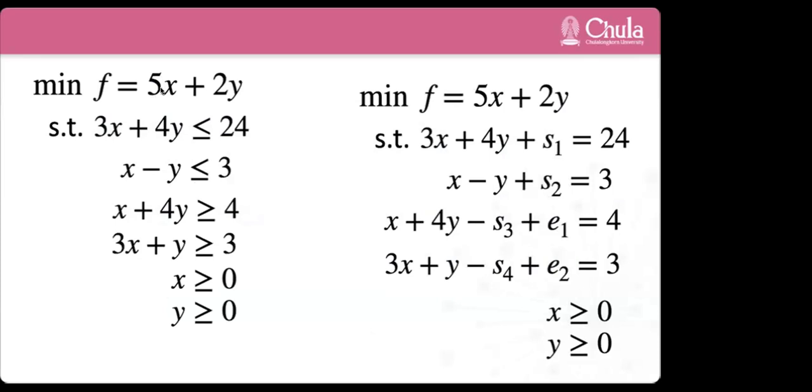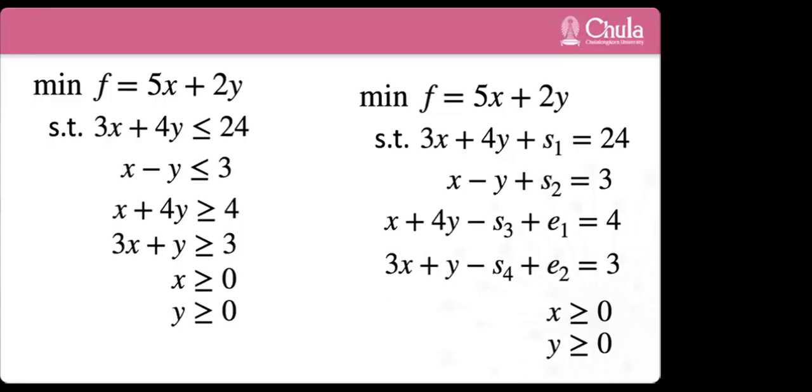Now we minimize this objective function. Now we have x and y. It's all right. x and y and x1, x2, it's the same. For the first constraint, it's okay. Just add slack variable. This one also add slack variable. But this one, you subtract a surplus variable and you add E1, right? This one, you subtract a surplus variable and you add E2.